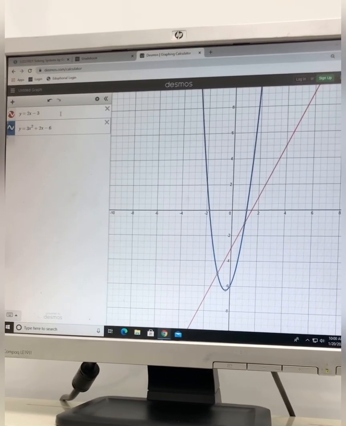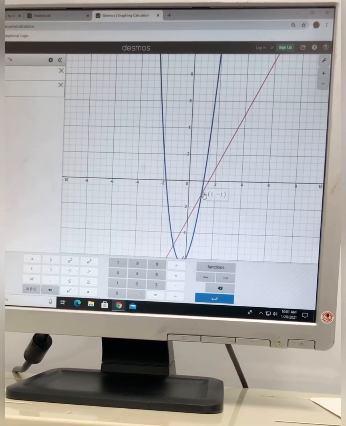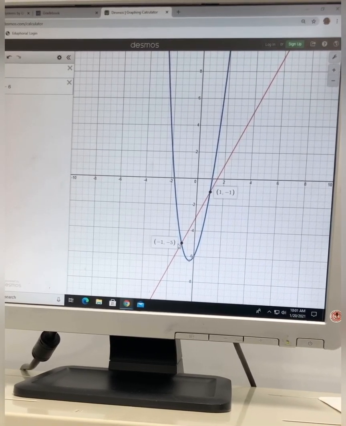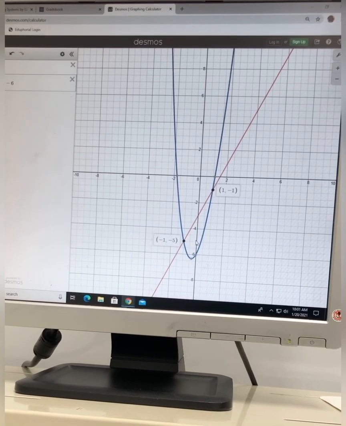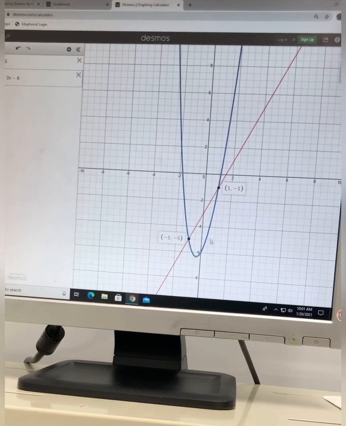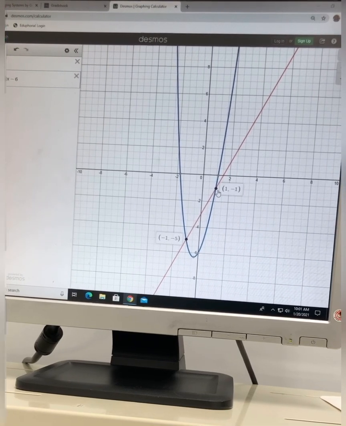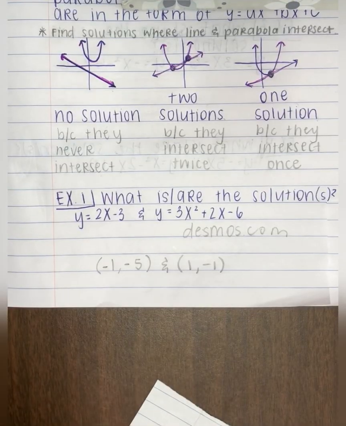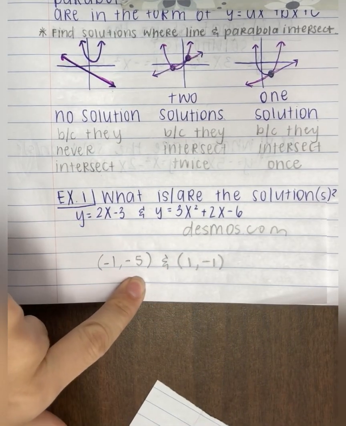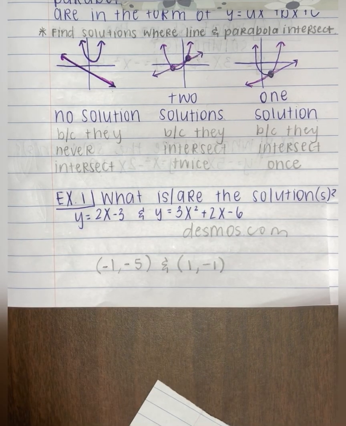All right, so on Desmos, if you type in your two different equations and look at the graph, your solutions would be where the two intersect. So we have two solutions because our blue parabola crosses our red linear function two times. Here's one solution at -1, -5, and here's our second one at 1, -1. So you could see on Desmos.com that the two points of intersection were -1, -5 and 1, -1. So we had two solutions.